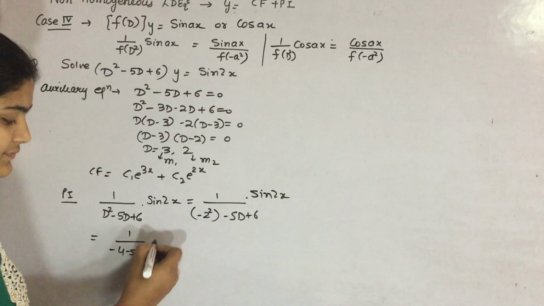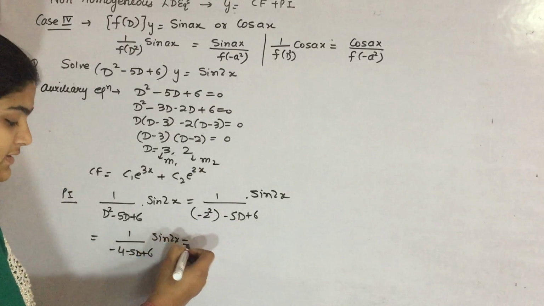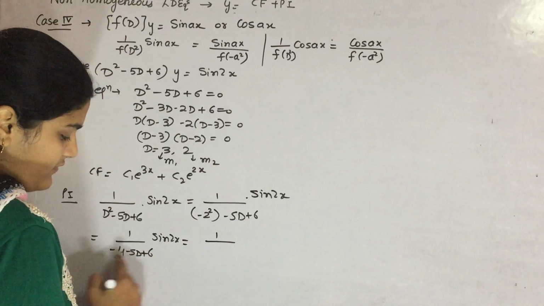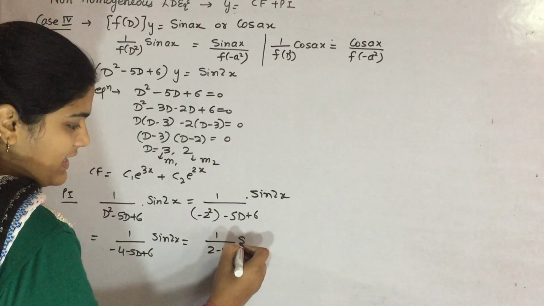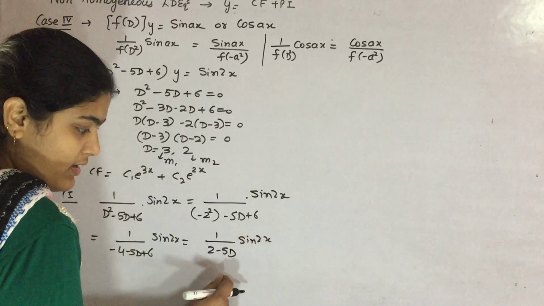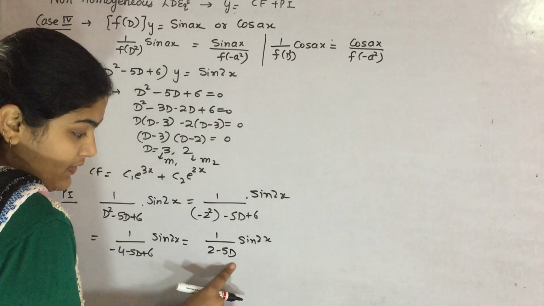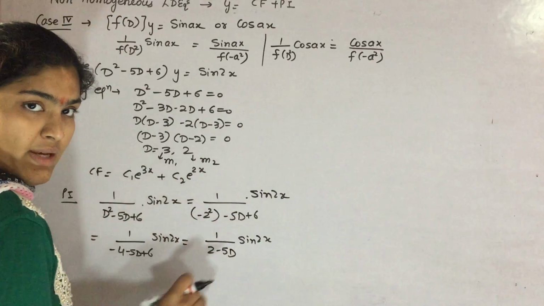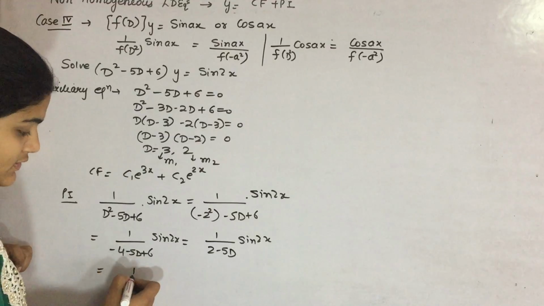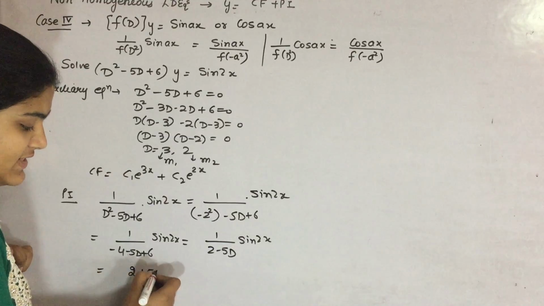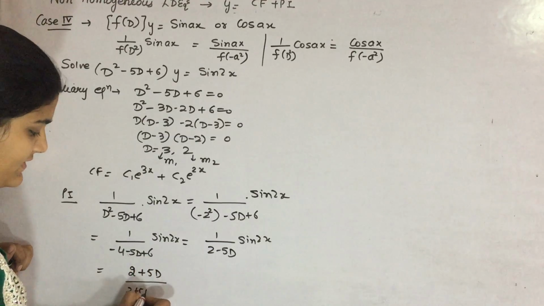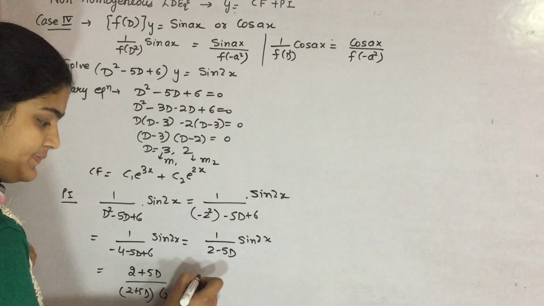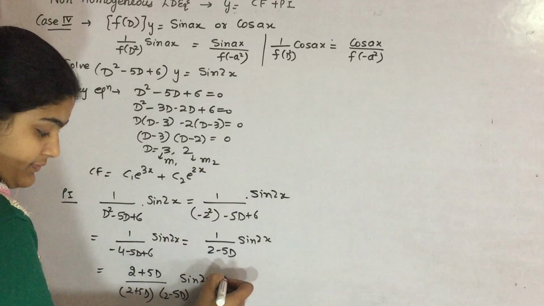Okay, so here 1 by 4 minus 5D plus 6, so it will become 6 minus 4, 2 minus 5D, sin 2x. Okay, 2 minus 5D. Now what you have to do, just rationalize the denominator. So 2 plus 5D sin 2x.